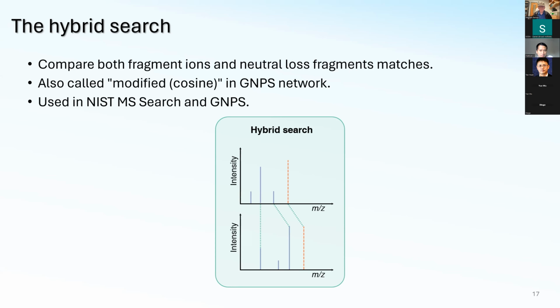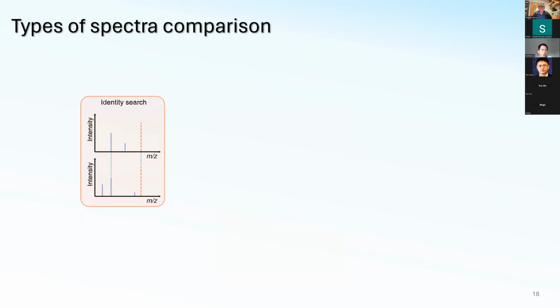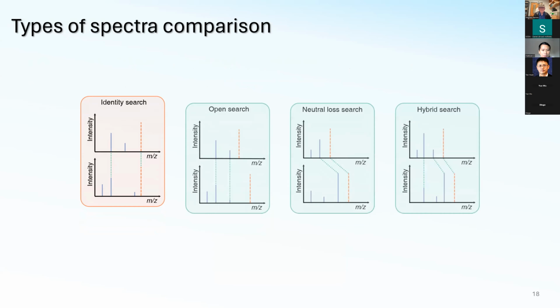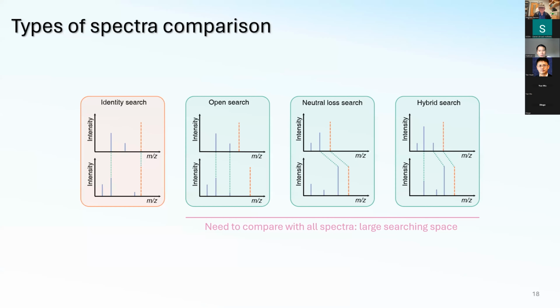If we go back to those 4 different types of spectrum comparison: for the identity search, you only need to compare the MS spectra that have the same precursor mass. Therefore, you have a very small searching space. However, for the open search, neutral loss search, and the hybrid search, you need to compare your spectrum against all the spectra in the library, so you have a much larger searching space.